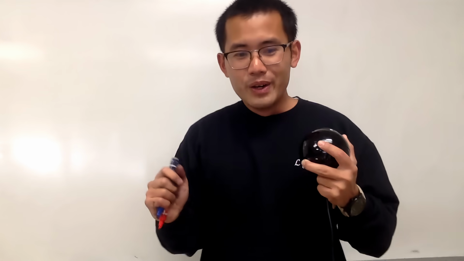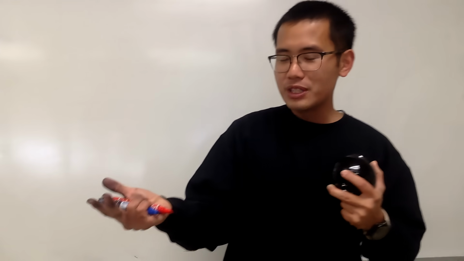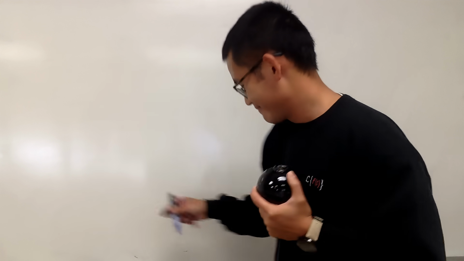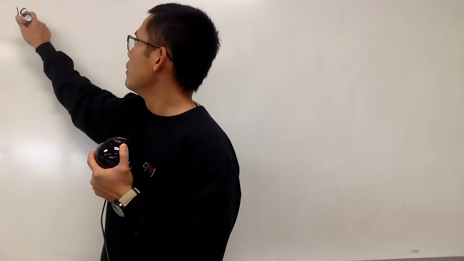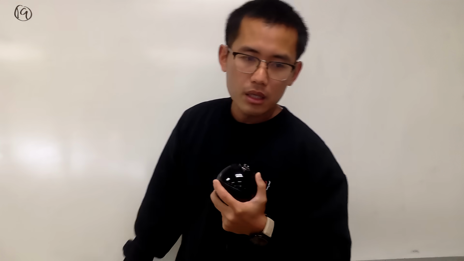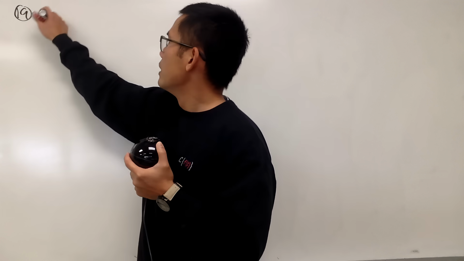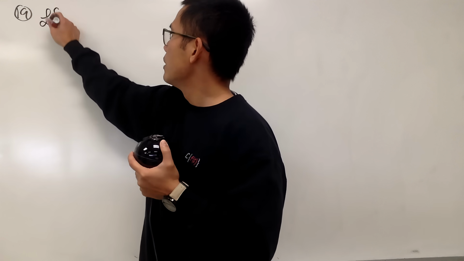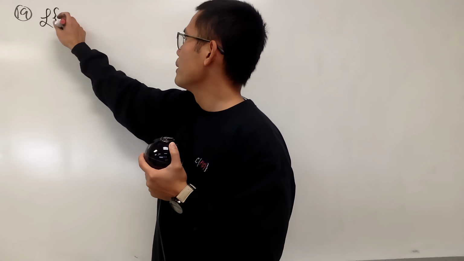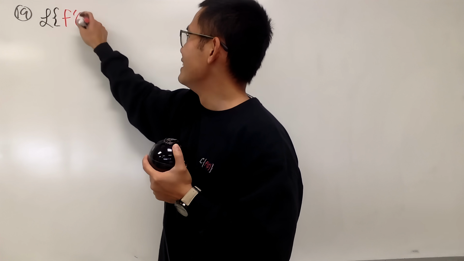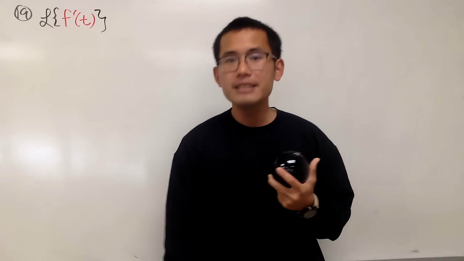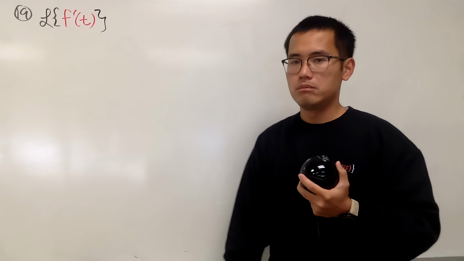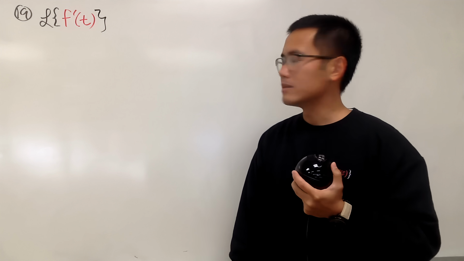All right, we are going to be taking the Laplace transform of a derivative. So have a look here, number 19 on the board for you guys. Here we have the Laplace transform of f prime. So it's no longer just the original, it's the derivative. How can we do this?